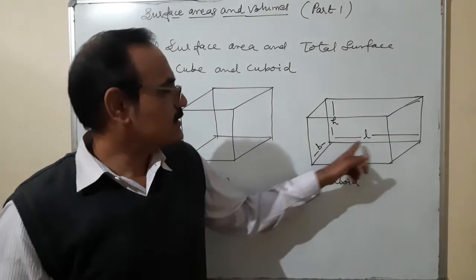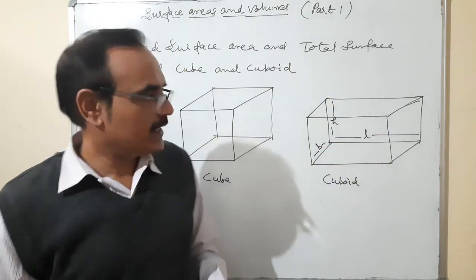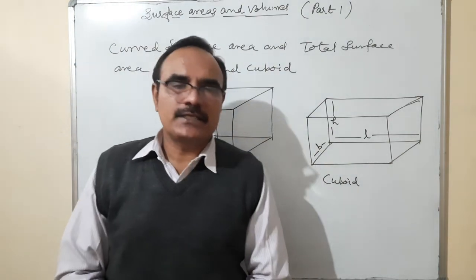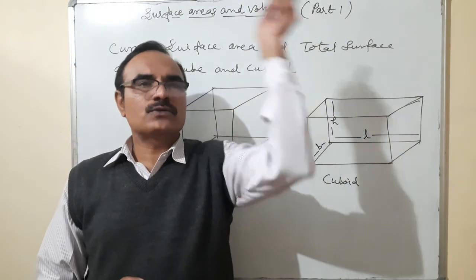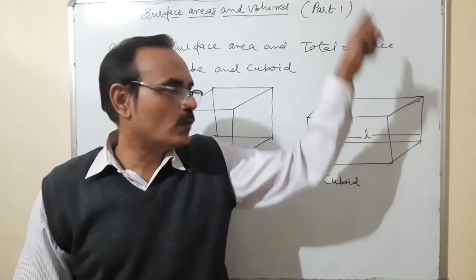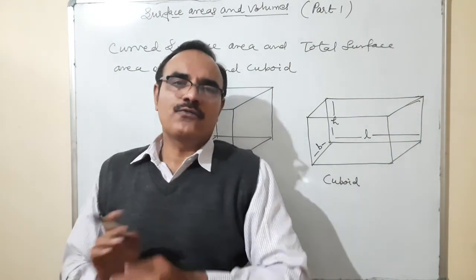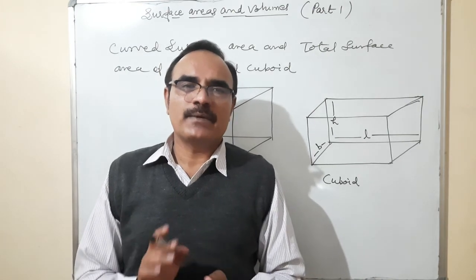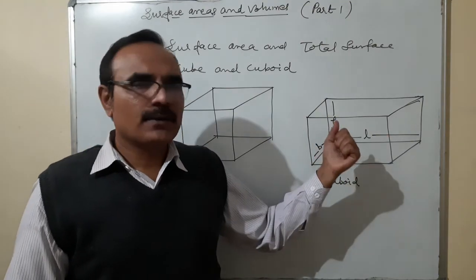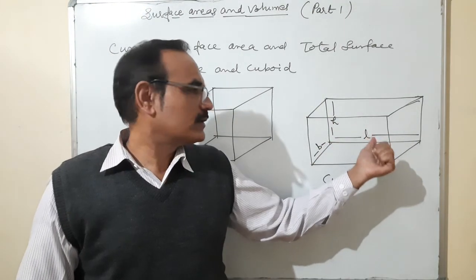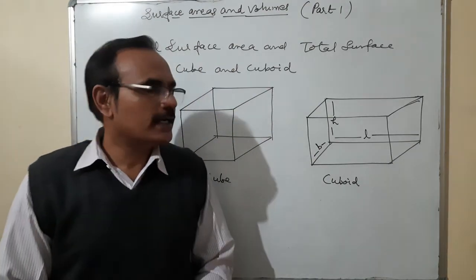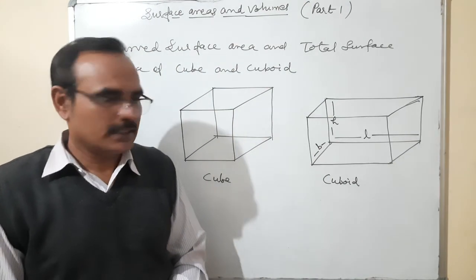These are the edges. How many edges are there? For checking the edges, count 1, 2, 3, 4, same as 1, 2, 3, 4, 1, 2, 3, 4. 4 plus 4 plus 4, 12 edges are there in a cube and cuboid. Here we are discussing 6 faces, because in a cuboid you can see that there are 6 rectangular faces.